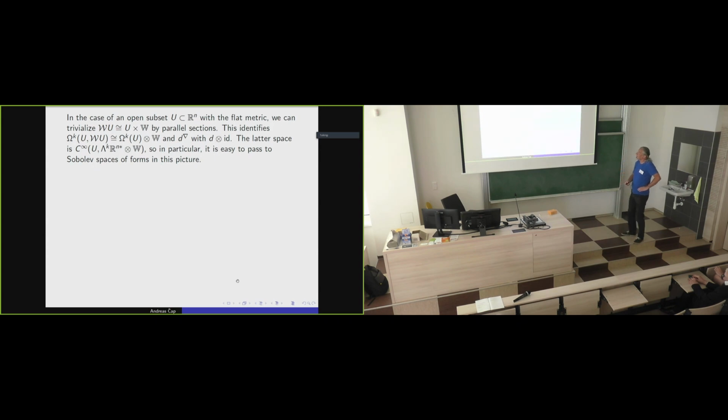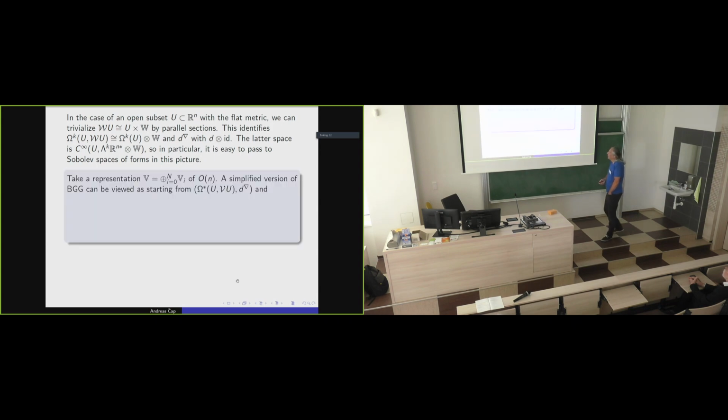Okay, and now this space here of Omega k of U tensor product with W, just these smooth functions from U to lambda k Rn star tensor W. Okay, and in particular, you don't need any technology here to pass to Sobolev spaces. You just replace smooth functions with values in some finite dimensional vector space by Sobolev functions in the same vector space of whichever regularity you want. Okay?